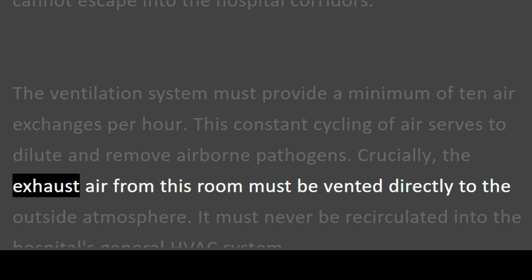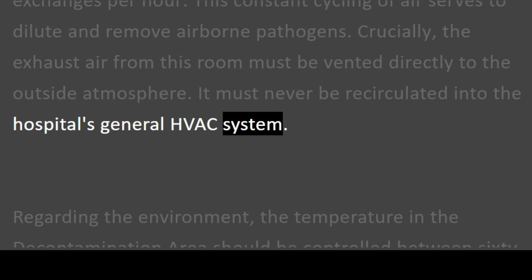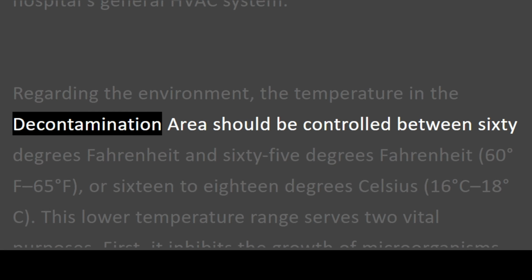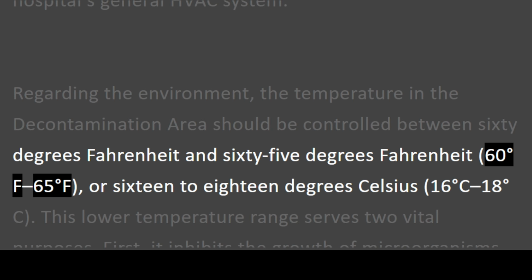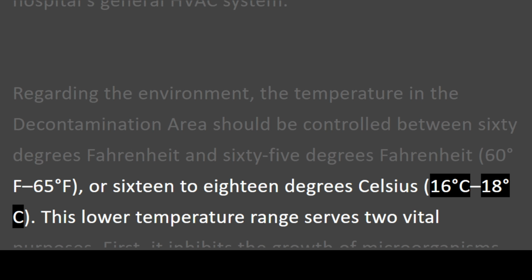Crucially, the exhaust air from this room must be vented directly to the outside atmosphere. It must never be recirculated into the hospital's general HVAC system. Regarding the environment, the temperature in the decontamination area should be controlled between 60 degrees Fahrenheit and 65 degrees Fahrenheit, or 16 to 18 degrees Celsius.